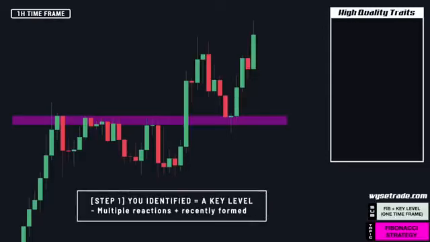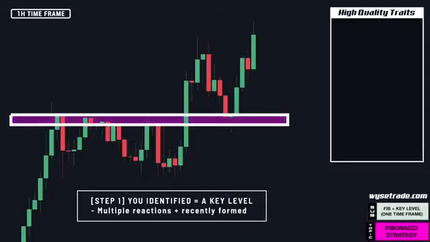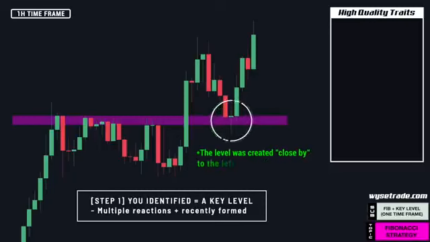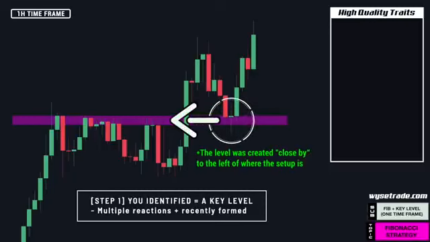Now, the first high quality trait you had was a key level. So you had it drawn in and extended out. Now, what quality traits does this key level have? Multiple reactions through these 3 reversals and recently formed because the level was created close by directly to the left.